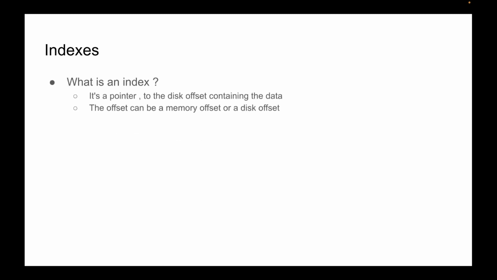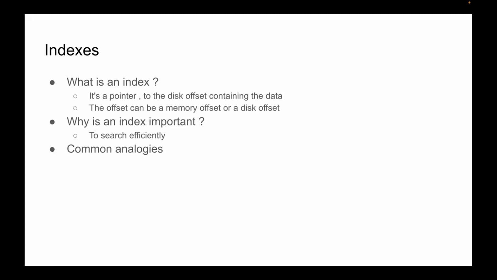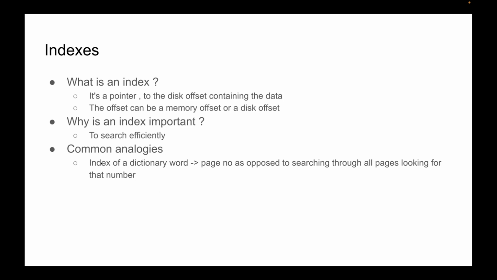This offset can be either a memory offset or a disk offset, but in our case here, let's talk about the disk offset. So why is this important? I think it is now becoming clear, right? Because I can search efficiently. Once I have an index in memory, I just need to look up that index, which I can do using random access, and I can employ all sophisticated algorithms to look up the index in memory. And once I have the index, all I need to do is look at the offset that it points to and then retrieve the data.